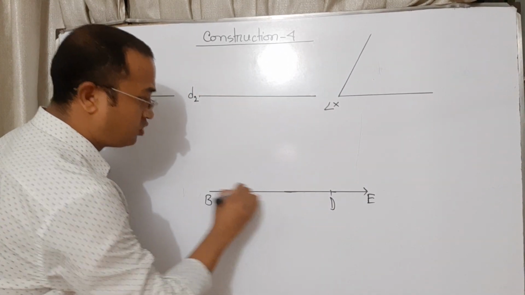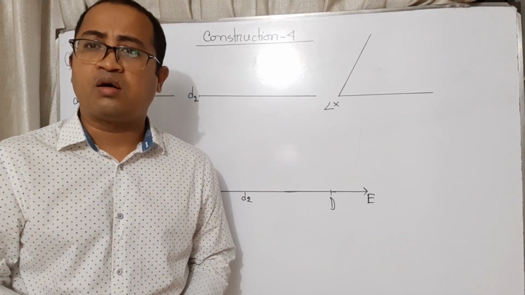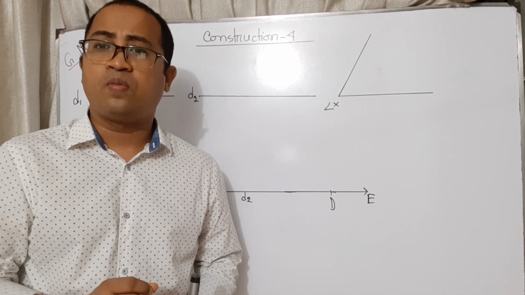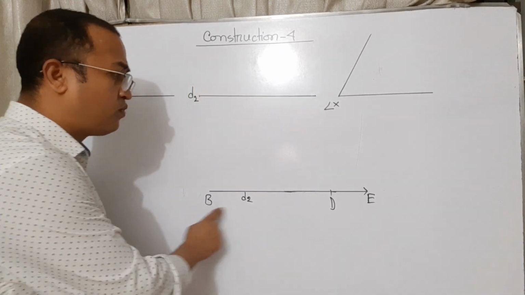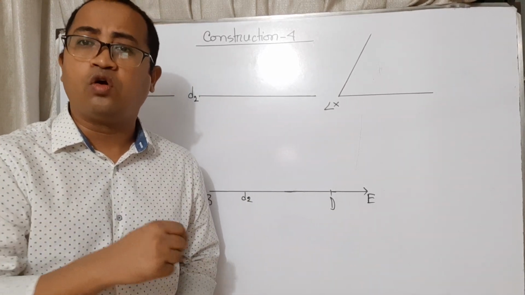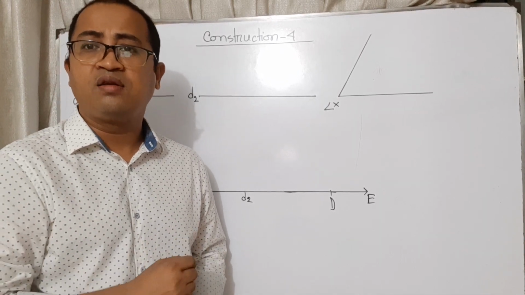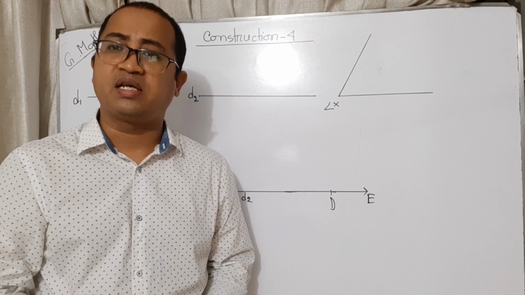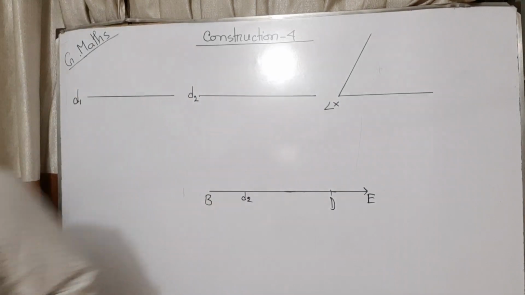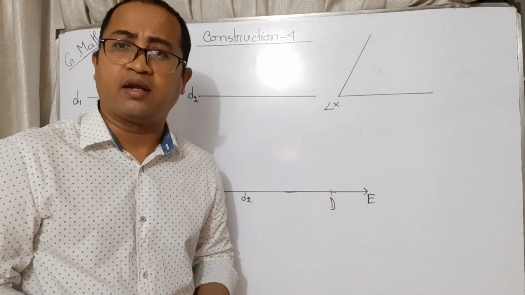This is D2. Now, we know the diagonals of a parallelogram bisect each other. So we need to bisect BD, because the other diagonal will go through the midpoint of BD. How do you bisect? I think all of you know how to bisect a line, but I will show it again. Look.